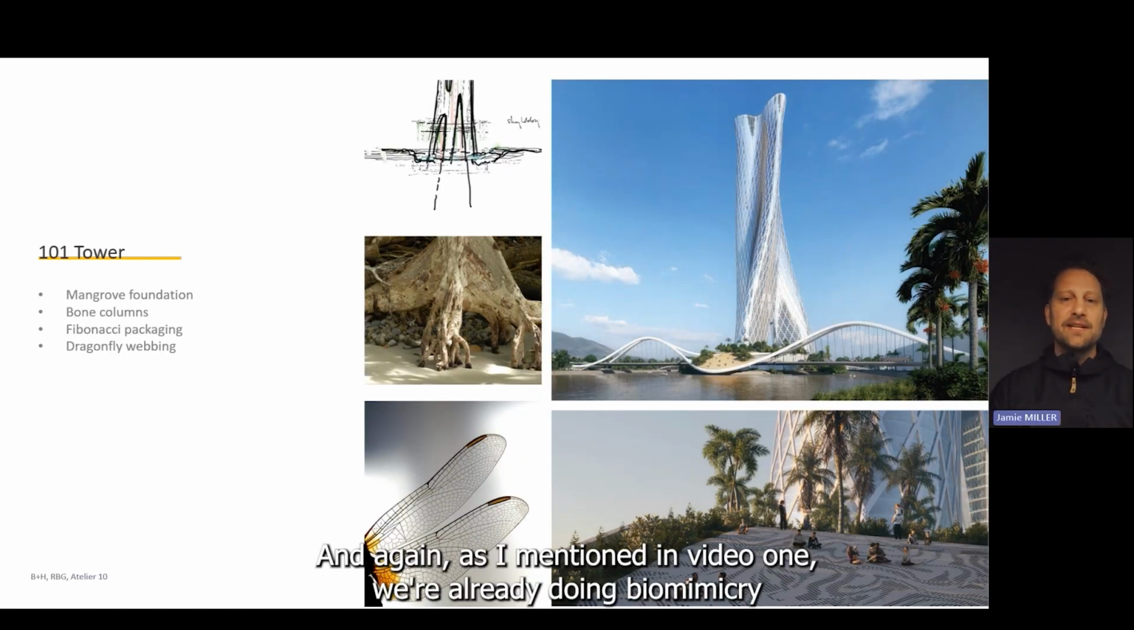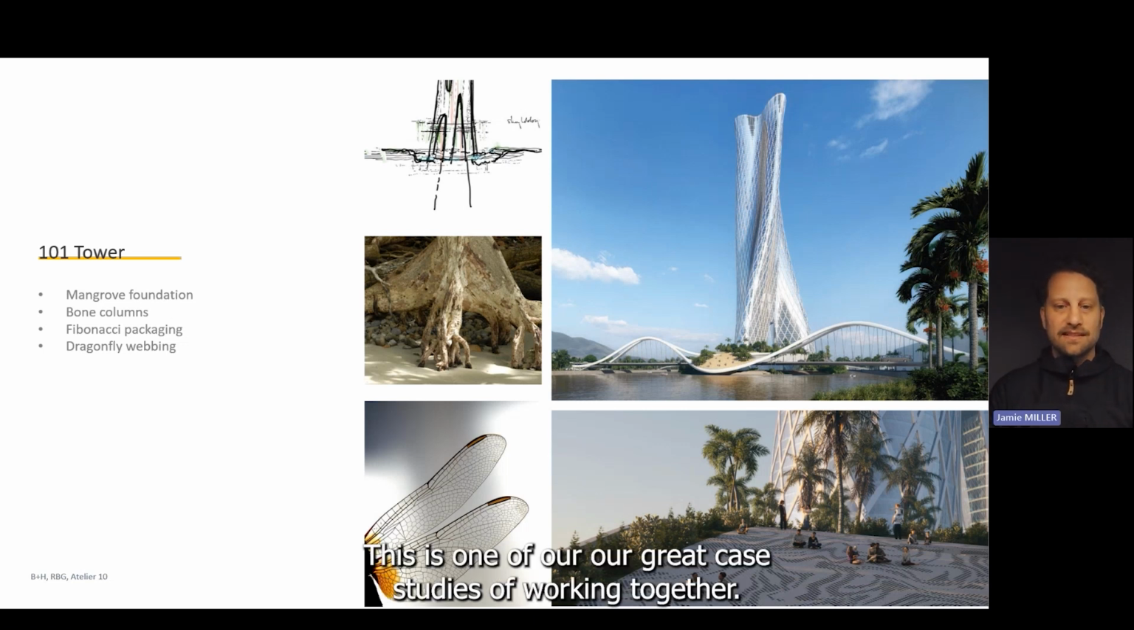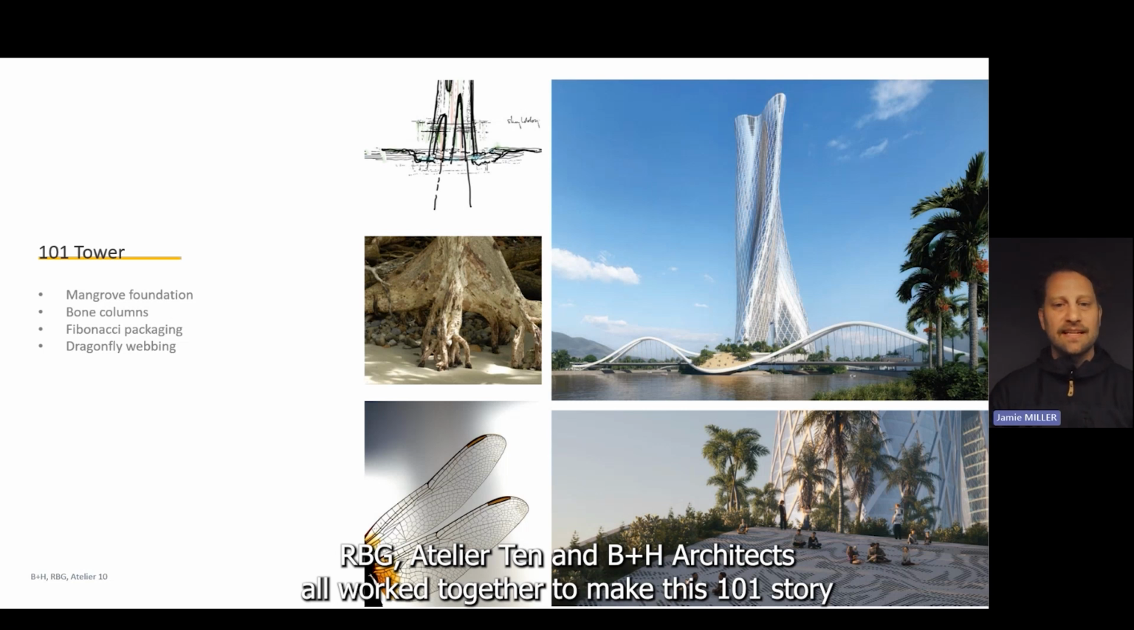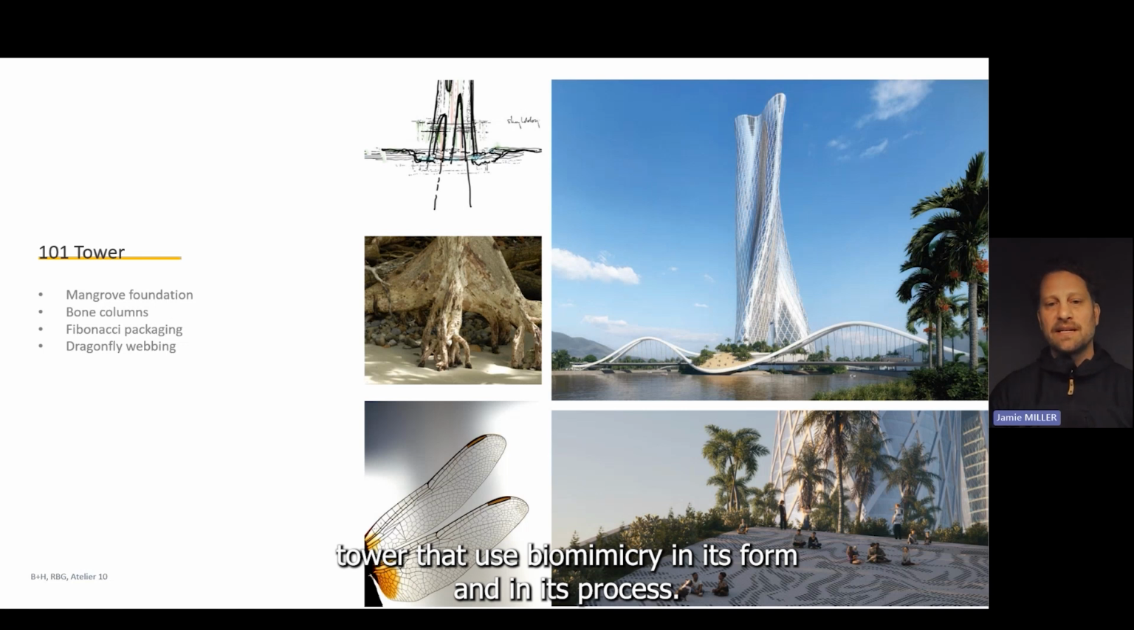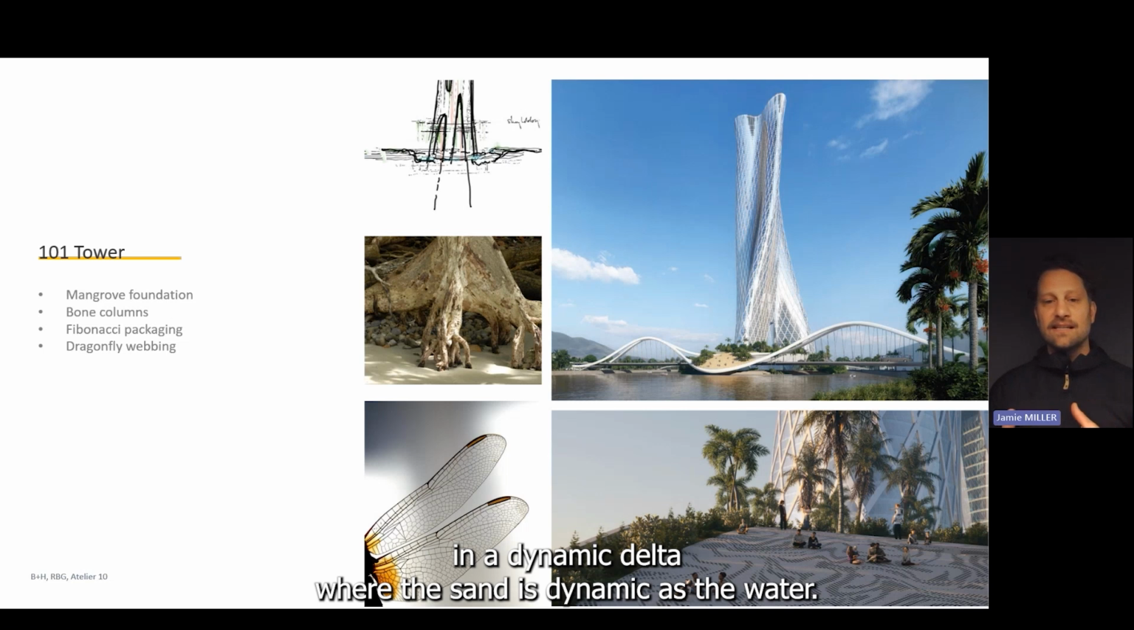And again, as I mentioned in video 1, we're already doing biomimicry on multiple levels within Urbana-Giron Group. This is one of our great case studies of working together. RBG, Atelier 10, and B+H architects all work together to make this 101-story tower that used biomimicry in its form and in its process. So, emulating the rooting system of mangroves, this tower was being built in a dynamic delta where the sand is dynamic as the water.